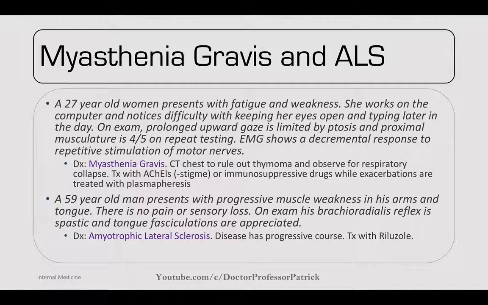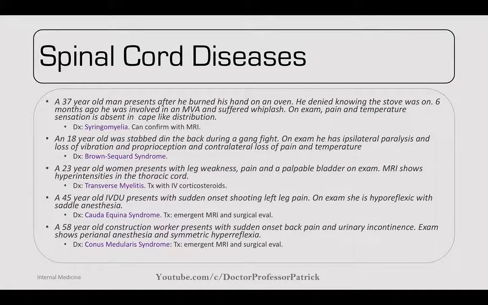On exam, his brachioradialis reflex is spastic, and tongue fasciculations are appreciated, so they're both upper and lower motor neuron lesions, and there is no sensory loss. So this would be diagnostic for ALS. This disease has a progressive course, and you can try a trial of riluzole.